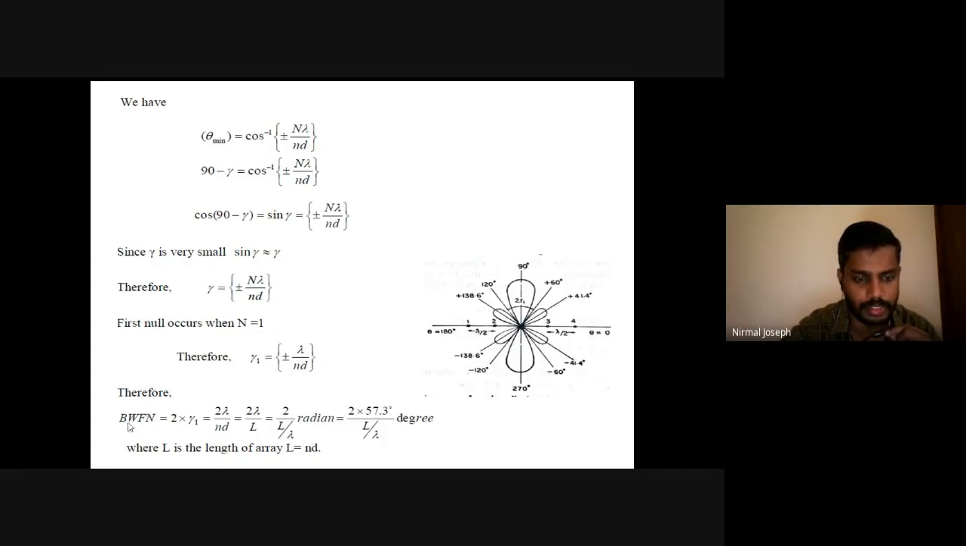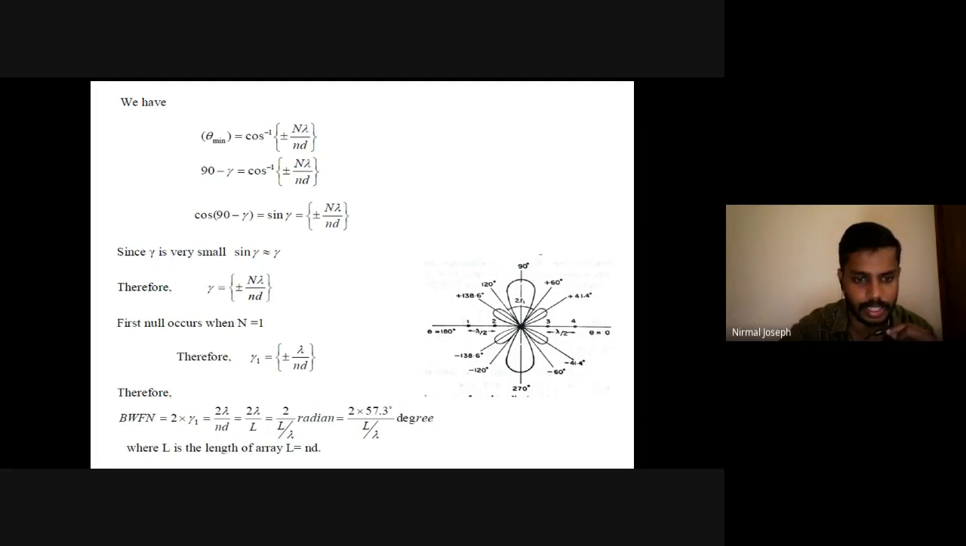So the beamwidth of the first null is equal to 2 into gamma 1, which we already saw in the definition. That is 2 lambda divided by nd. What is nd? N is the number of elements and d is the separation between the elements. If we multiply both together, what do we get? There are 10 elements separated by 10 meters each, so 10 into 10 is 100. That will be the total length of the array.